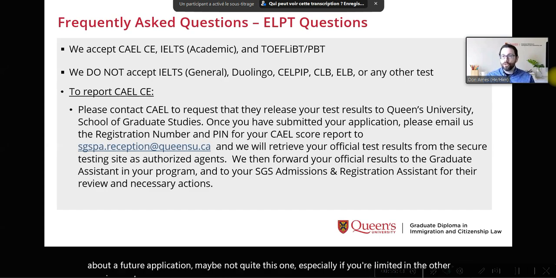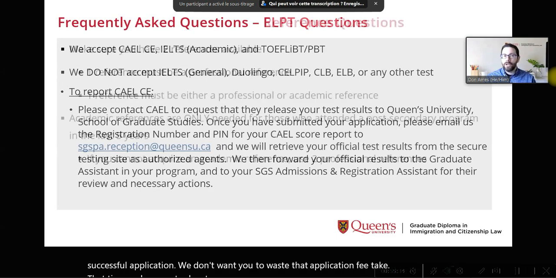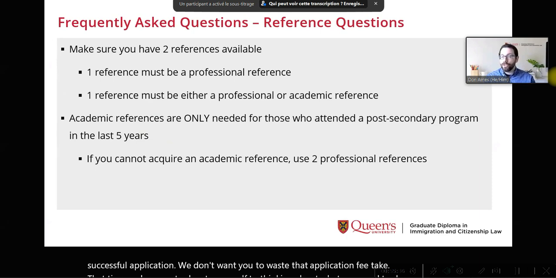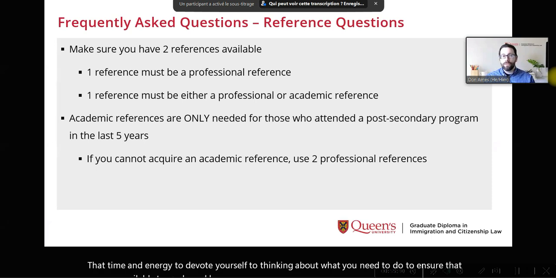If you don't have any undergraduate studies, you're not going to be looking at a successful application. And we don't want you to waste that application fee. Take that time and energy to devote yourself to thinking about what you need to do to ensure that you are available to apply and be successful moving forward. Think about your professional responsibilities, your volunteer opportunities, any of your studies. Maybe there's an online undergraduate program you should be considering taking.